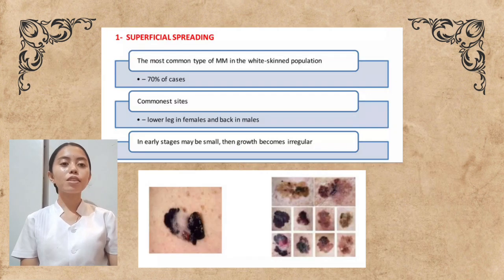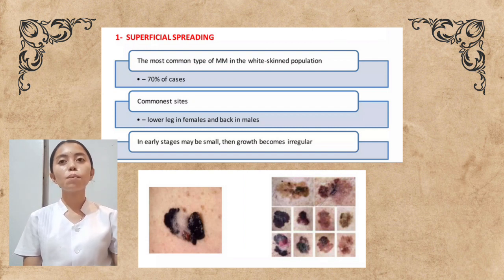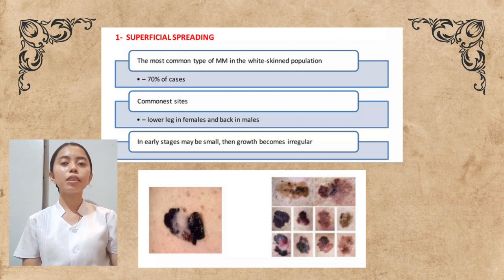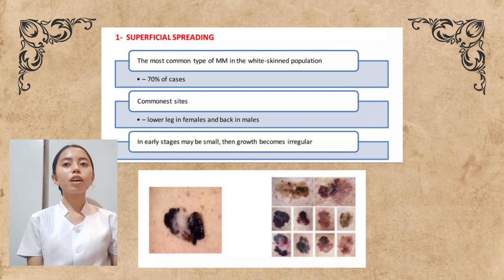The first type is the superficial spreading. It is the most common type of malignant melanoma in the white skin population. It accounts for 70% of cases, and the commonest sites are the lower leg in females and the back in males. In early stages it may be small, then growth becomes irregular. There are pictures in the PowerPoint showing the superficial spreading melanoma, or the first type of melanoma.